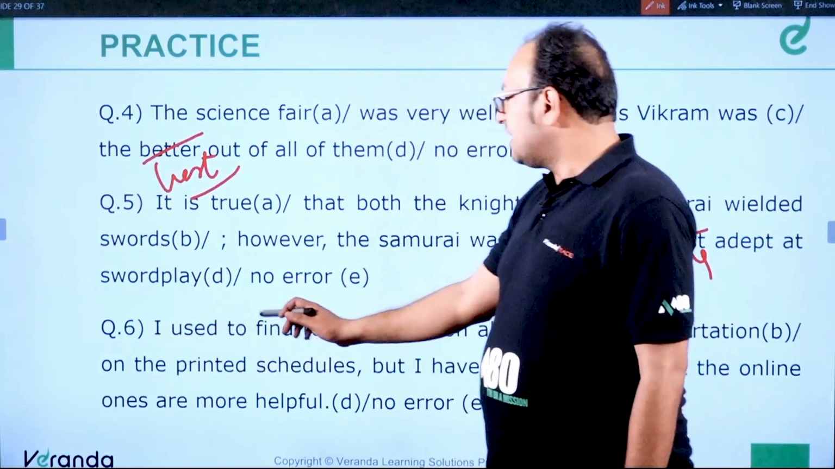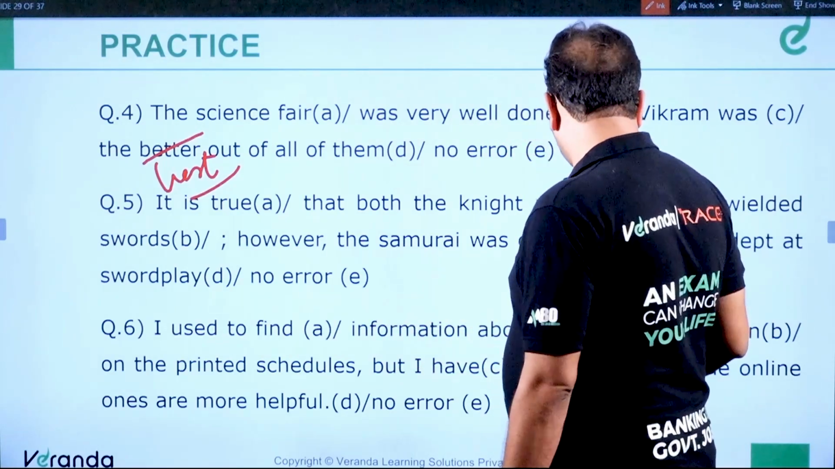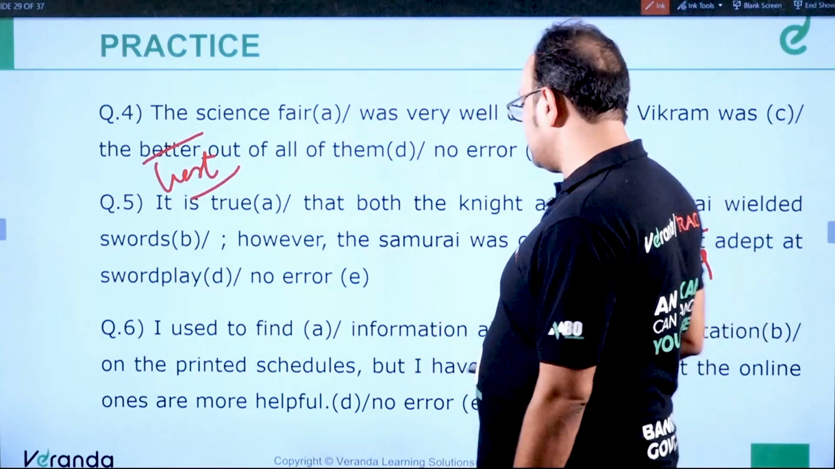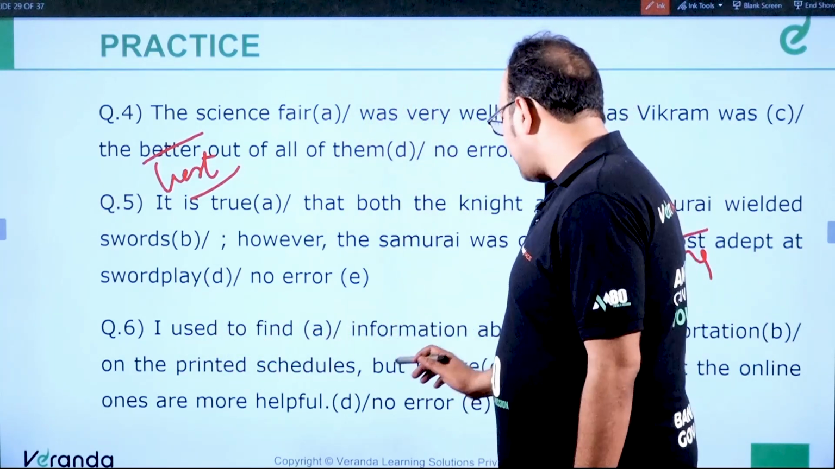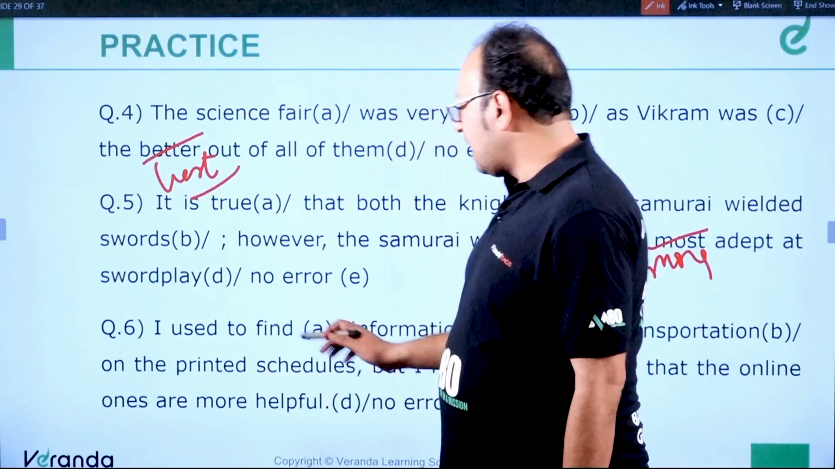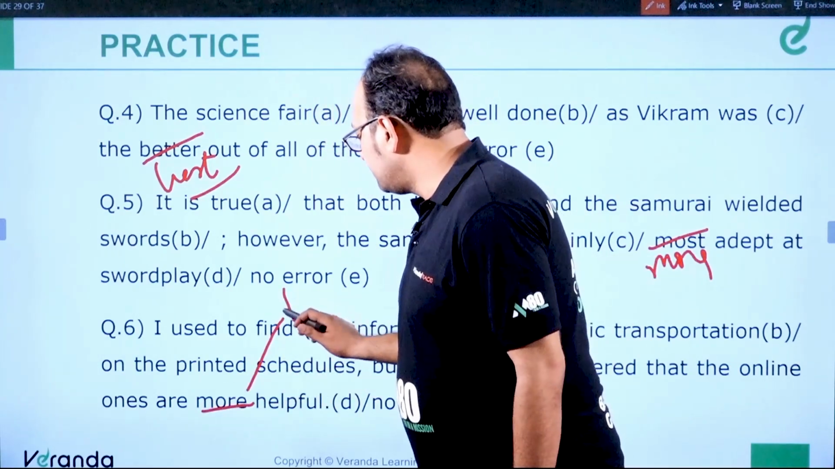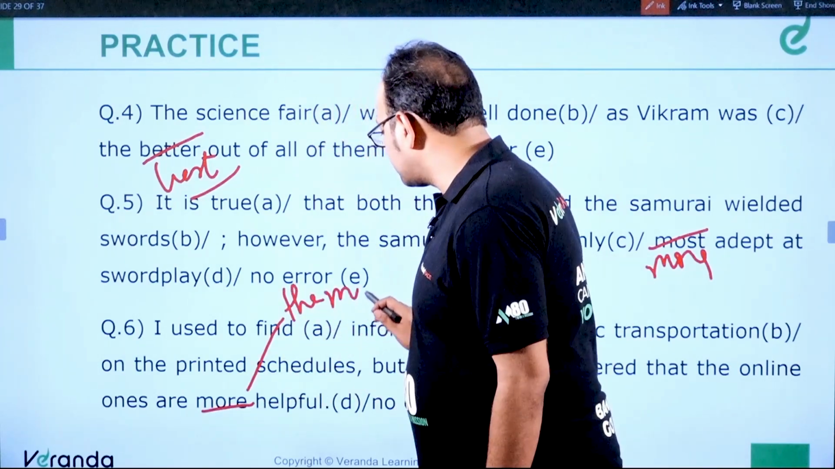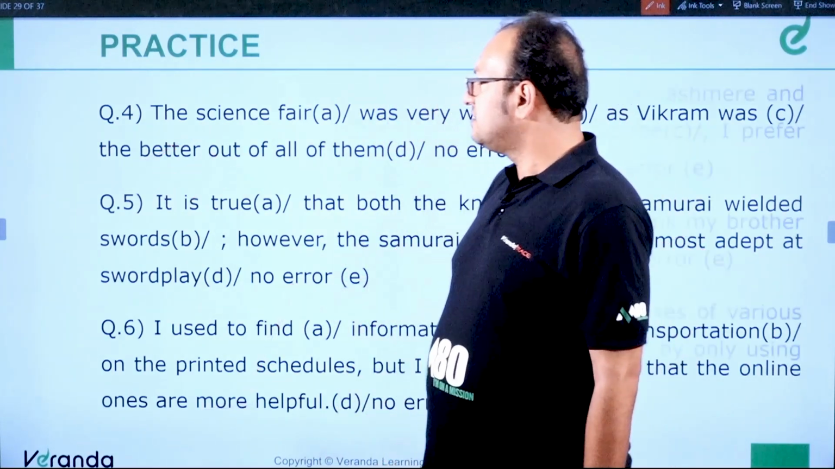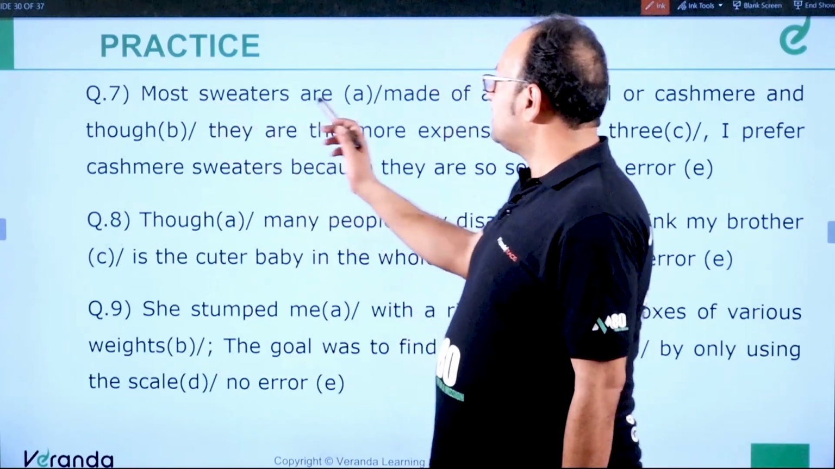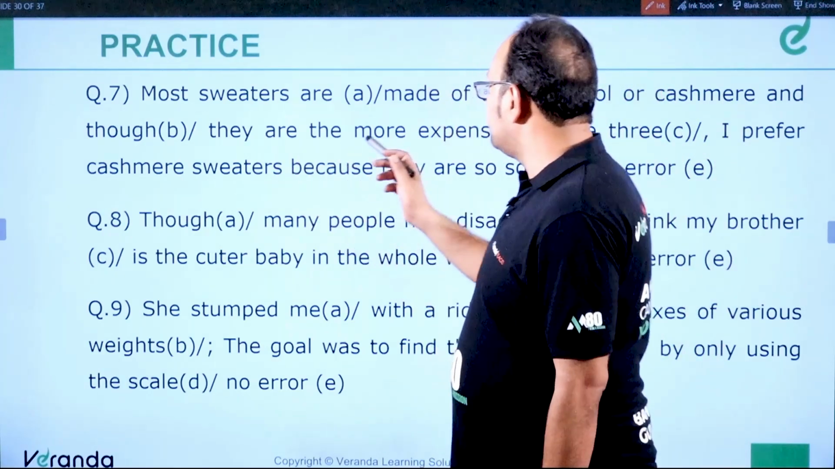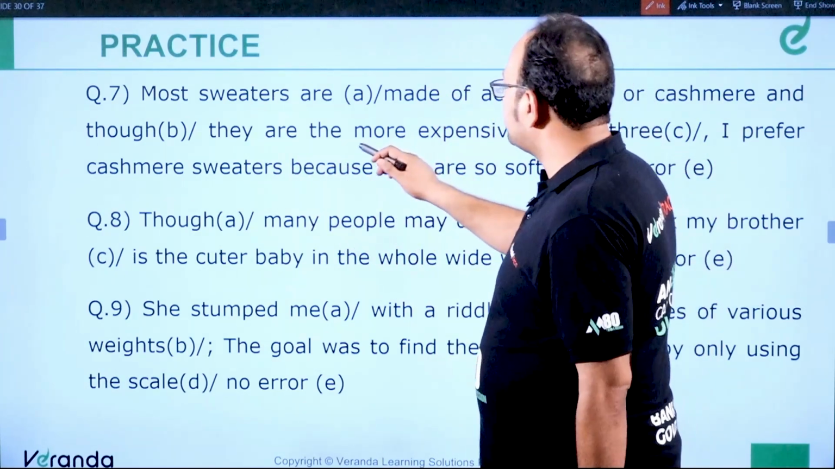Next question. I used to find information about public transportation on the printed schedules, but I have discovered that the online ones are the most helpful, because we are comparing many other platforms. So it should be the most helpful. Clear? Moving ahead. Question number 7. Most sweaters are made of acrylic, wool or cashmere, and though they are the more expensive of the most expensive.